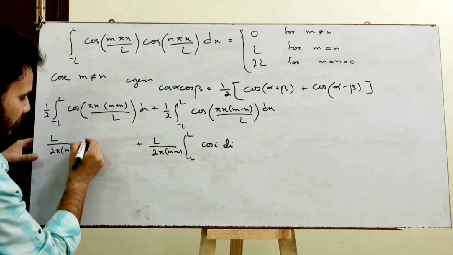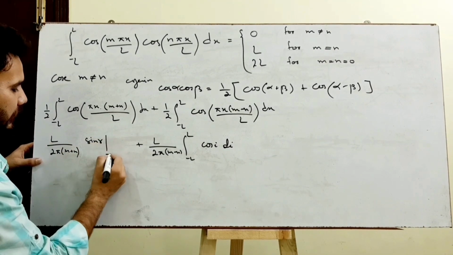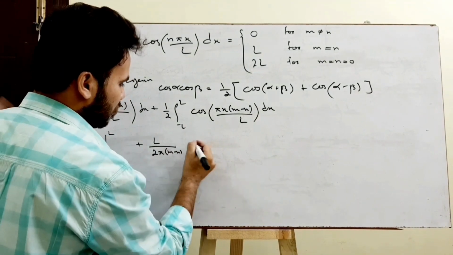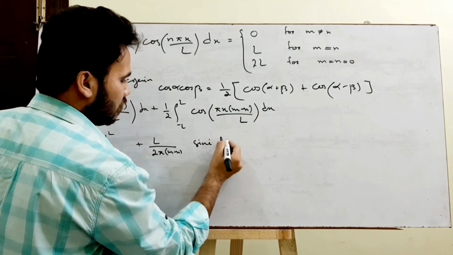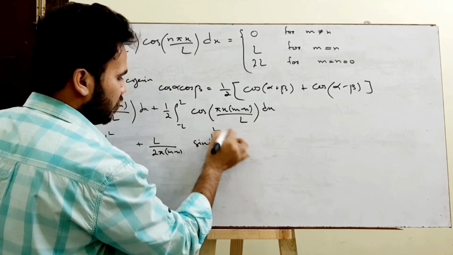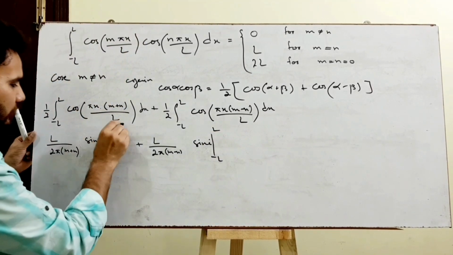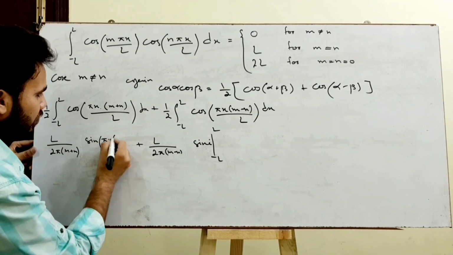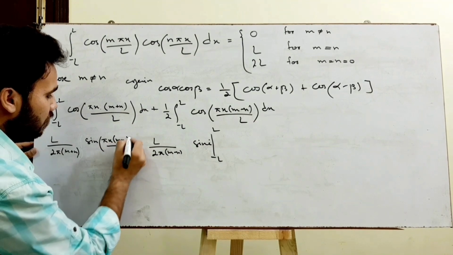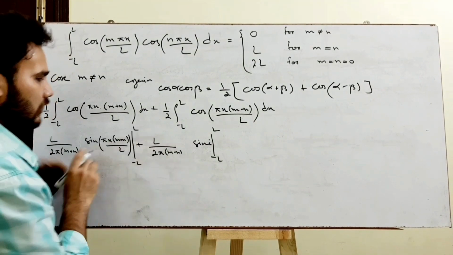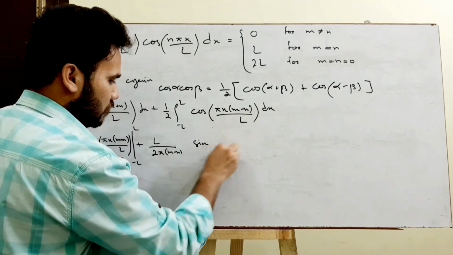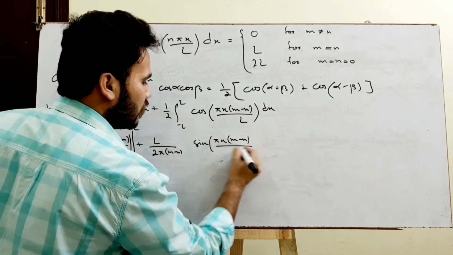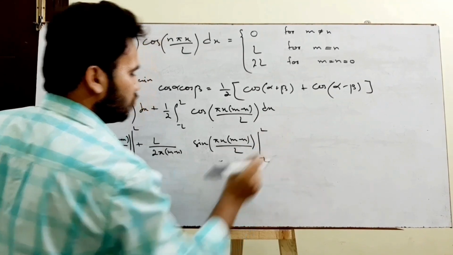Integration of cosine is sine, so the integral from negative L to positive L will be sine r, and this will be the same for sine I, from negative L to positive L. Now changing the variable, r equals pi x (m plus n) over L, from negative L to positive L. Here the same, I equals pi x (m minus n) over L, from negative L to positive L.